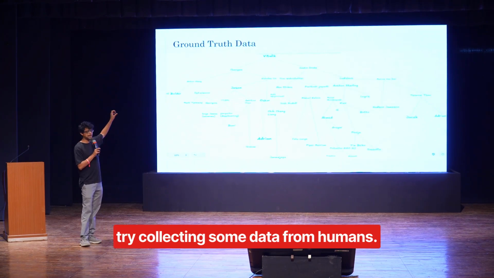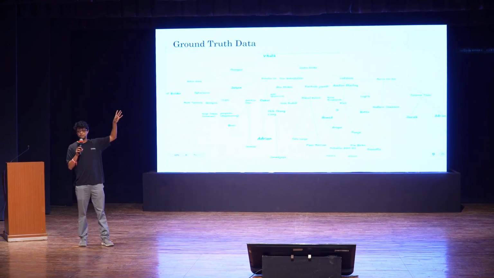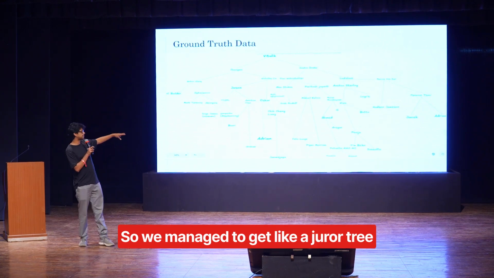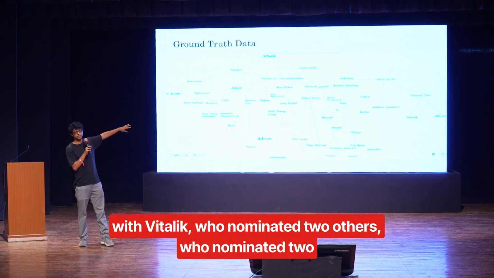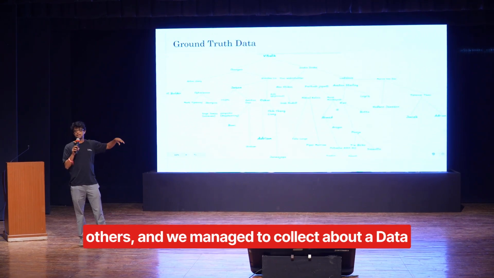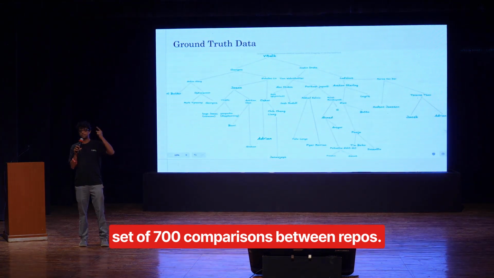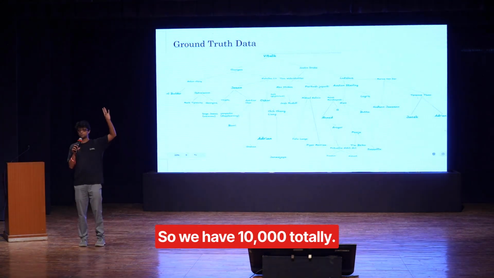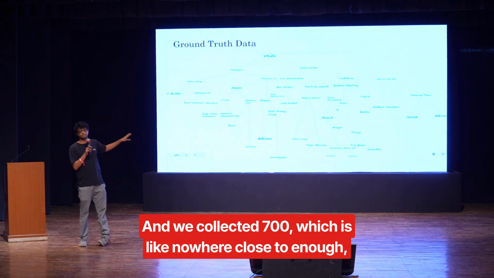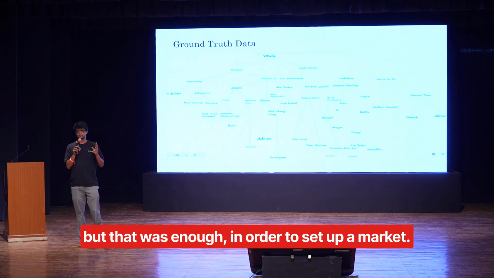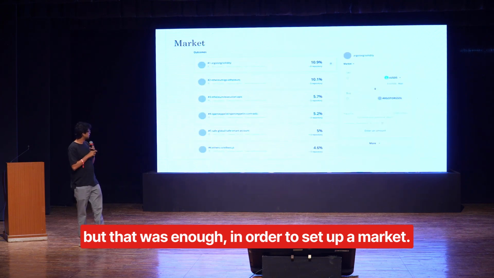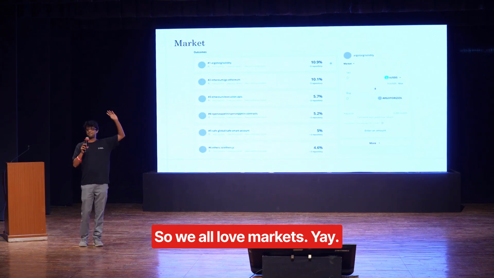The first step is we try collecting some data from humans. So we managed to get a juror tree with Vitalik, who nominated two others, who nominated two others, and we managed to collect a data set of 700 comparisons between repos. So we have 10,000 totally, and we collected 700, which is nowhere close to enough, but that was enough in order to set up a market. So we all love markets, yay.